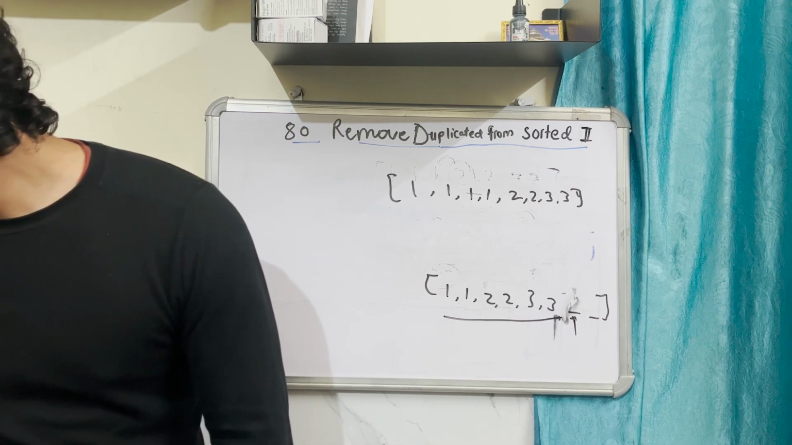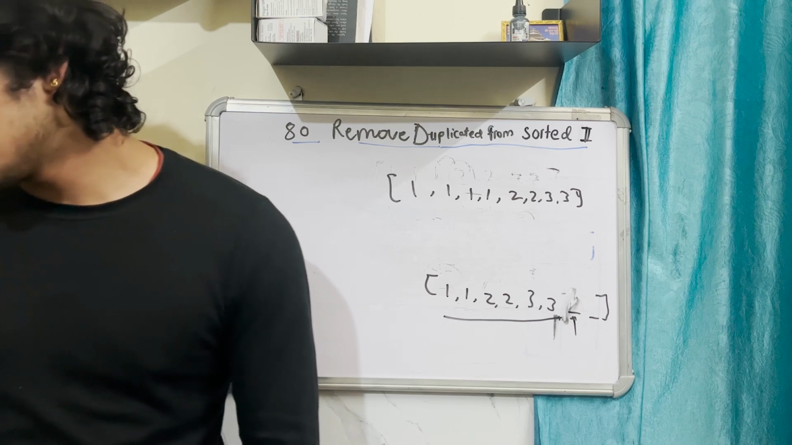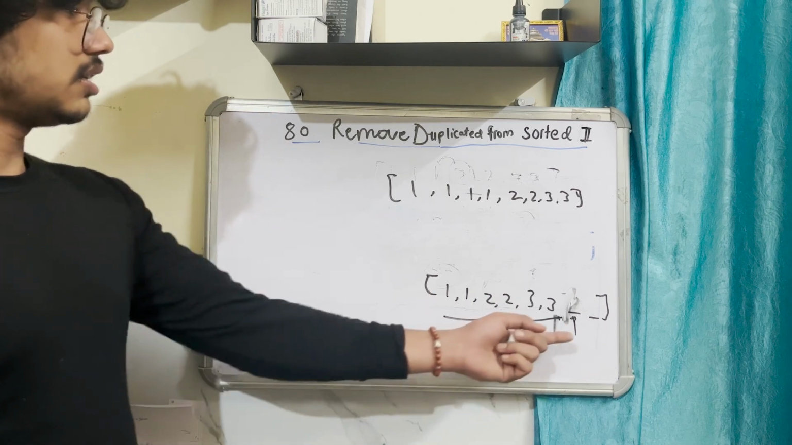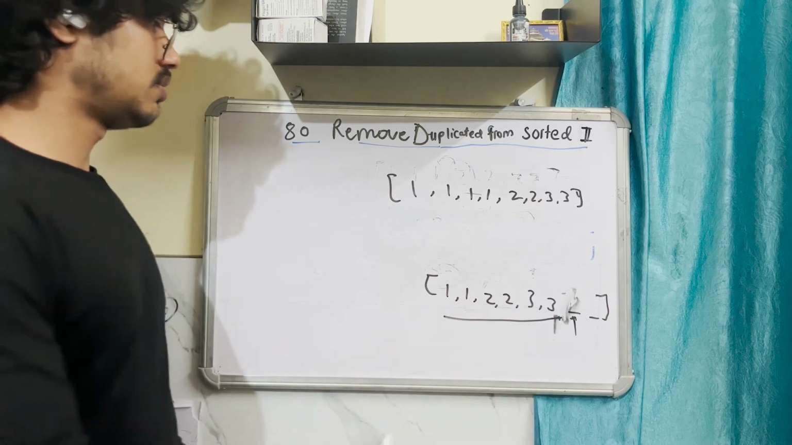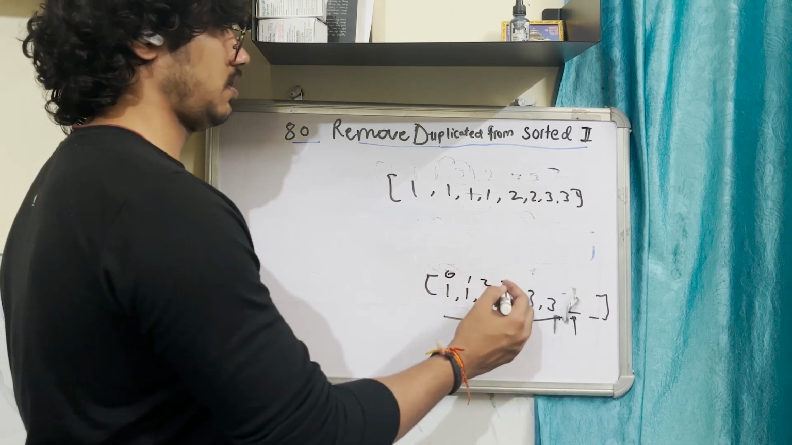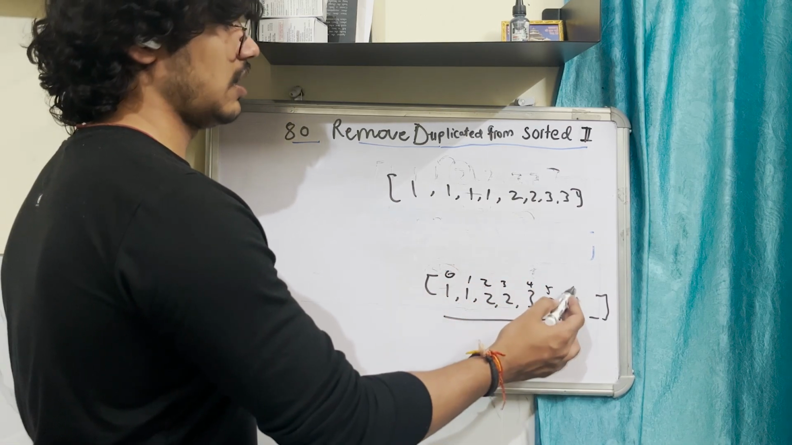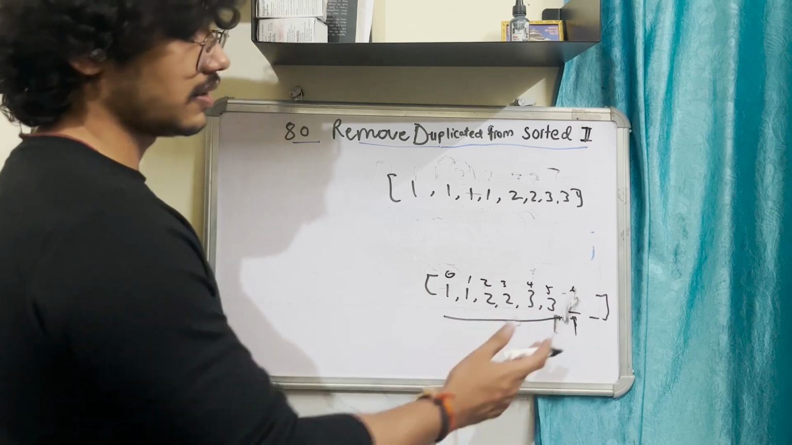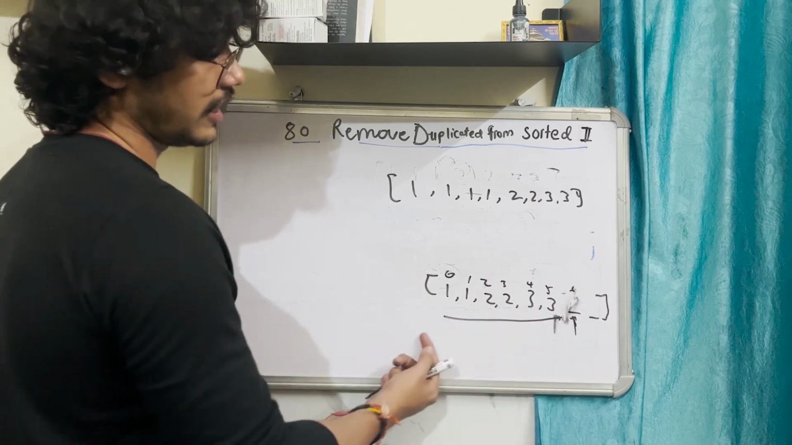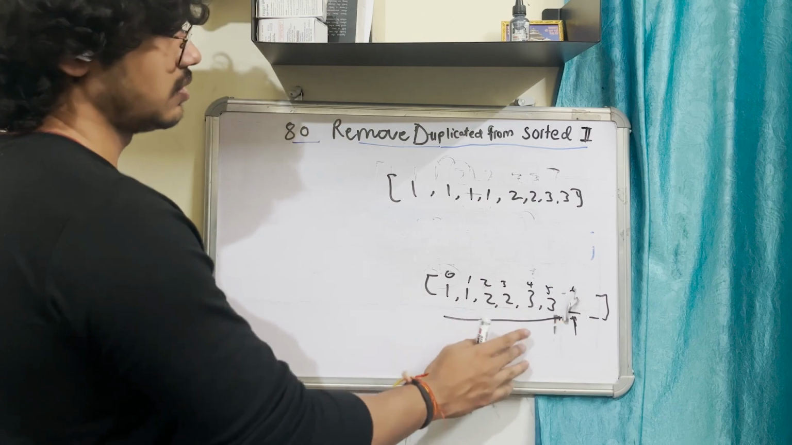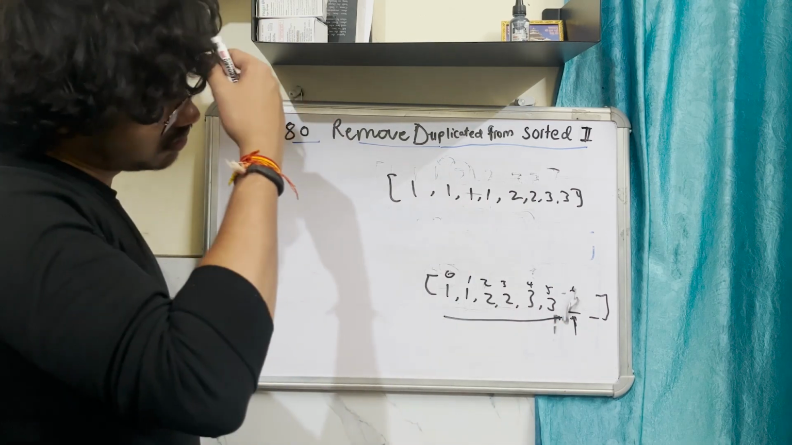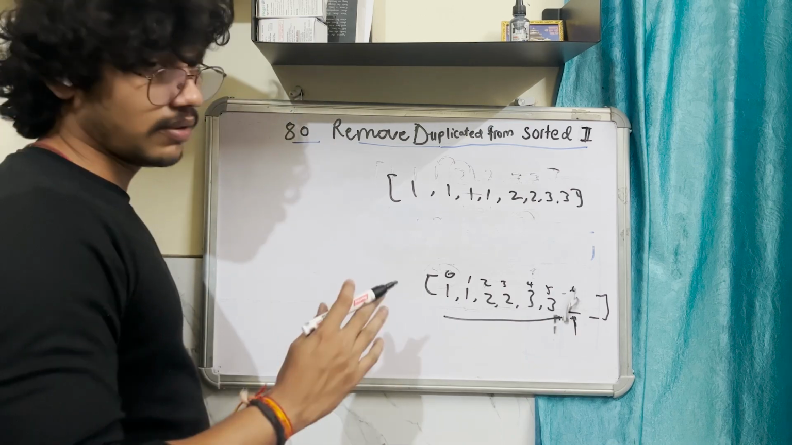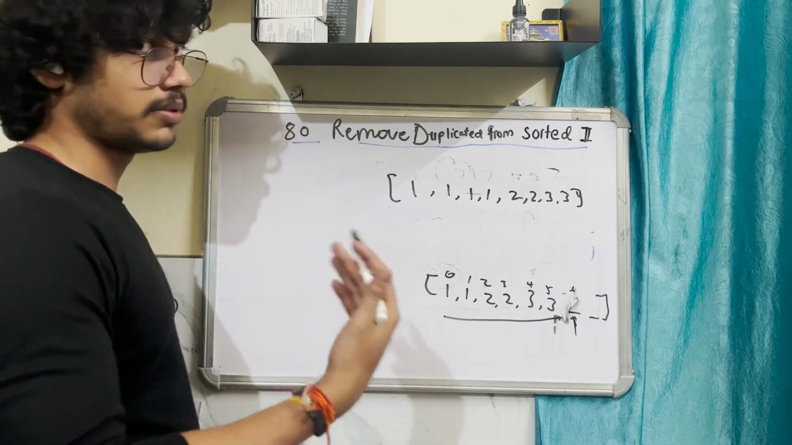Return k after placing the final result in the first k slots. Return k, the first k slots, so we have to return this. 0, 1, 2, 3, 4. So yes, we have to return this index, the one till where the array is solved, sorry, where the duplicates are removed. The first thing I said is that when the count equals 2, you have to put the new element.